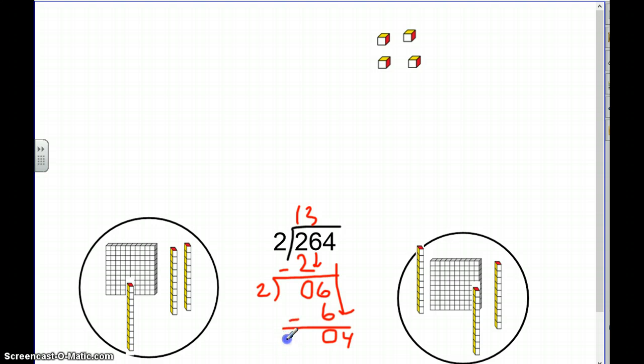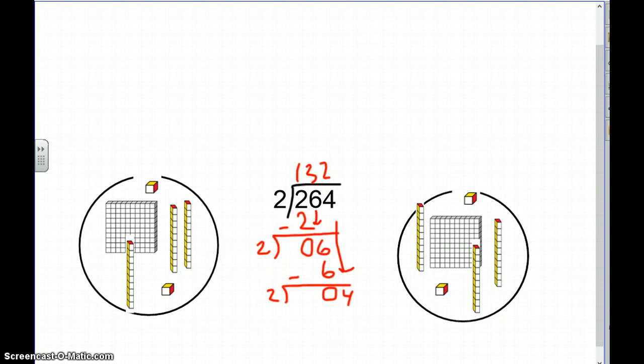Since we have no tens left over, we're going to go ahead and bring down our ones. We have 4 ones, and again we have a new division problem, 4 divided by 2. I know that 4 divided by 2 is 2, and I'm going to break my ones apart, so I should have 2 in each of my groups. Then I finish my problem by multiplying. 2 times 2 is 4. I have none left over. My remainder is 0, and we see up here that we have no blocks left over, right? So according to my long division, I should have 132 in each group.